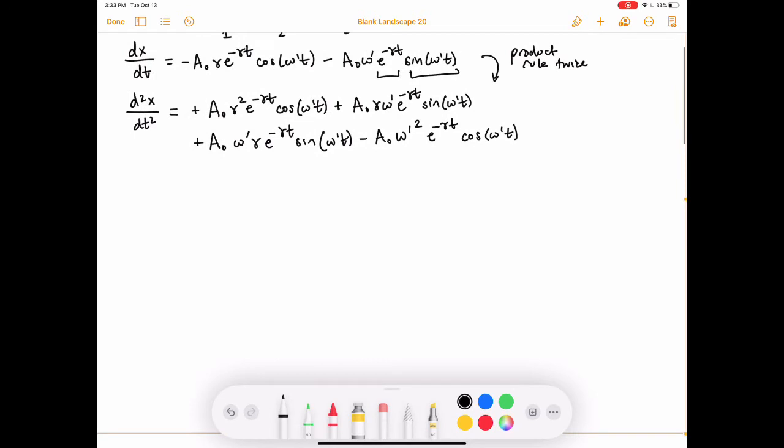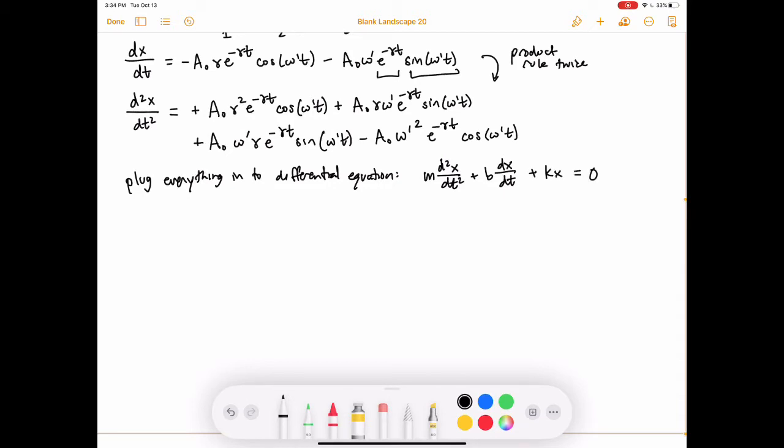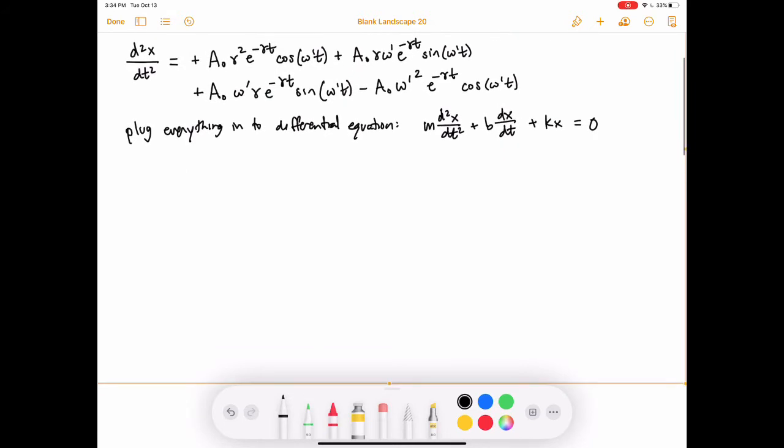So what do we do with all this? We plug it into the differential equation. Which, to remind you, says m times the second derivative of x with respect to time plus b times the first derivative of x with respect to time plus k times x equals 0. So, okay, let's do that. Let's plug everything in. So we have 0 equaling a huge mess.